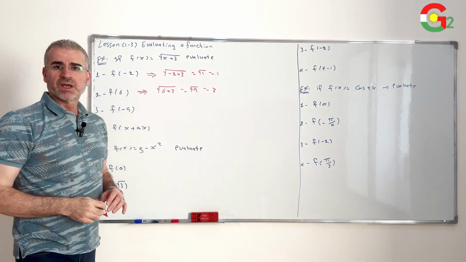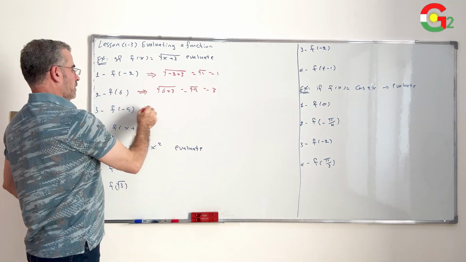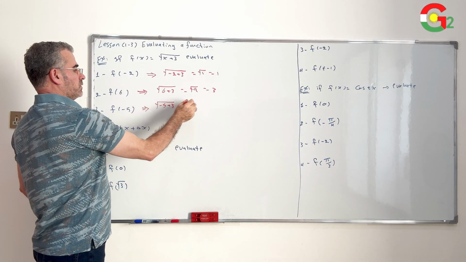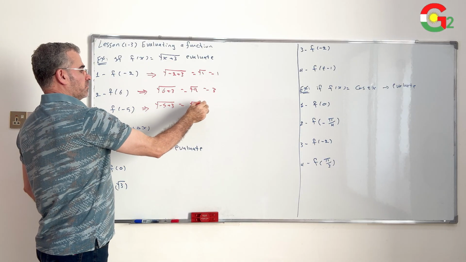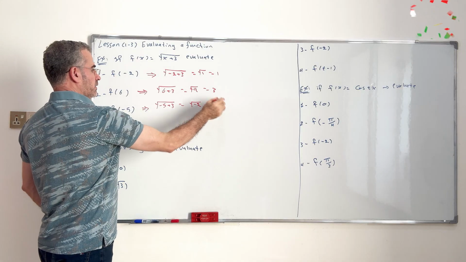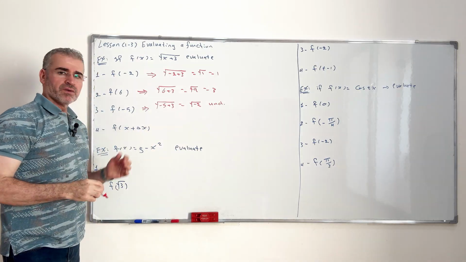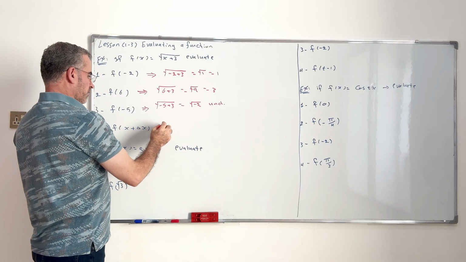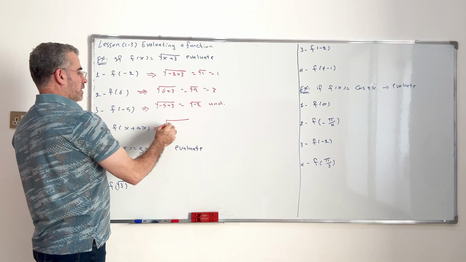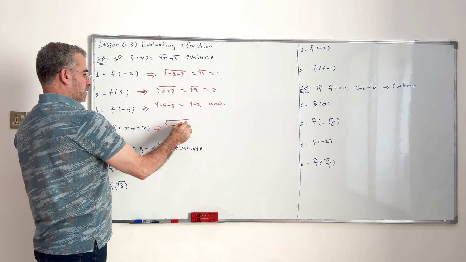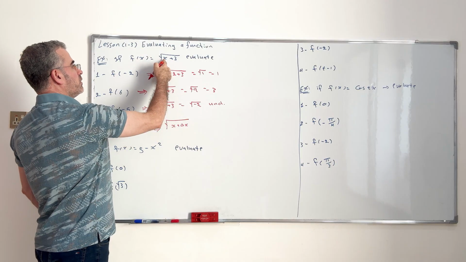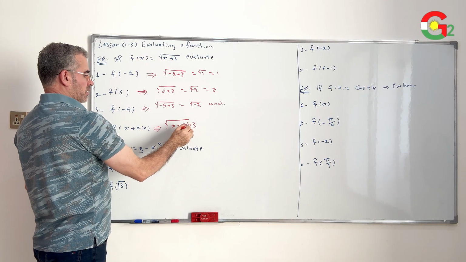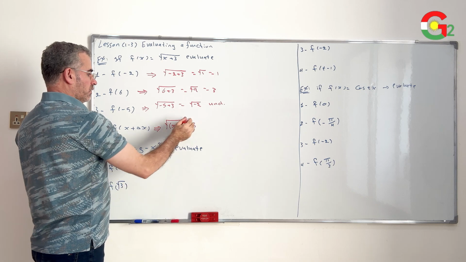F of negative 5. It will be square root of negative 5 plus 3, equal to square root of negative 2, and it is undefined. F of x plus delta x: replace any x in the function with x plus delta x. Then it will be square root of x plus delta x plus 3. This is the value of f of x plus delta x.